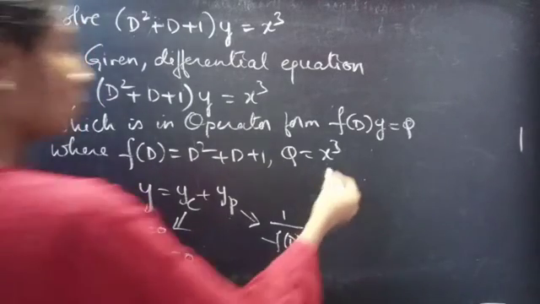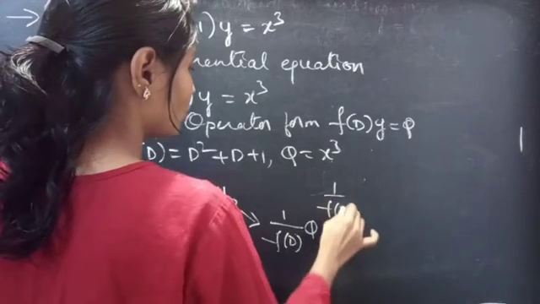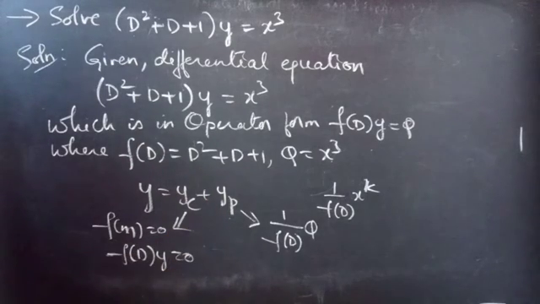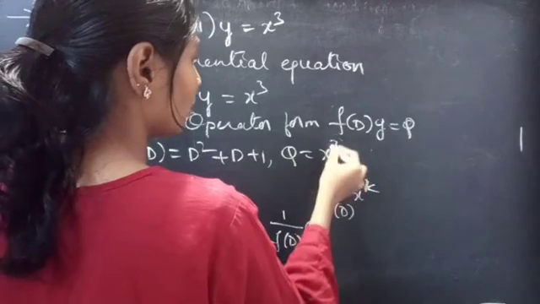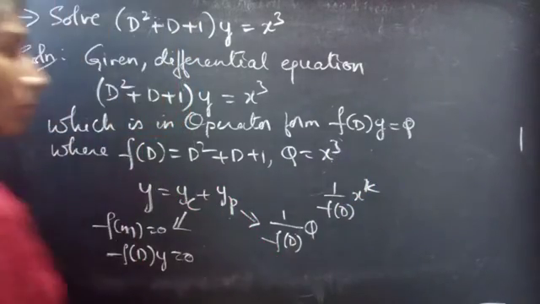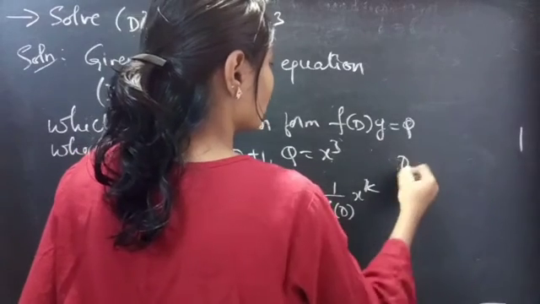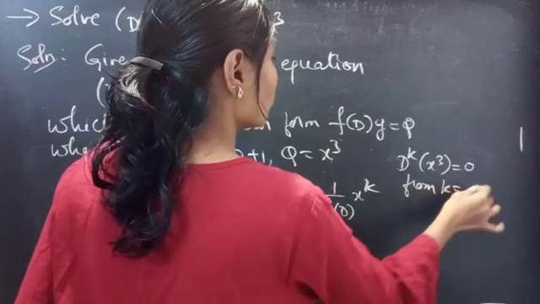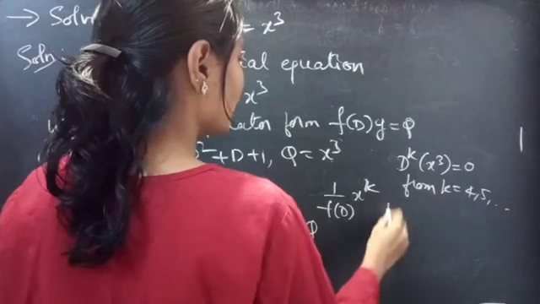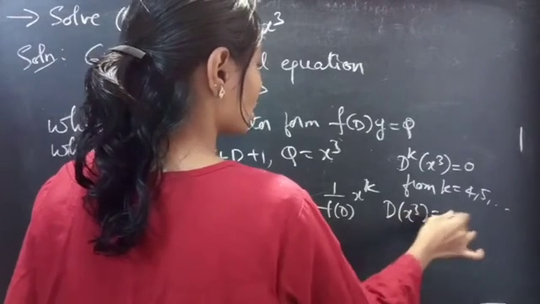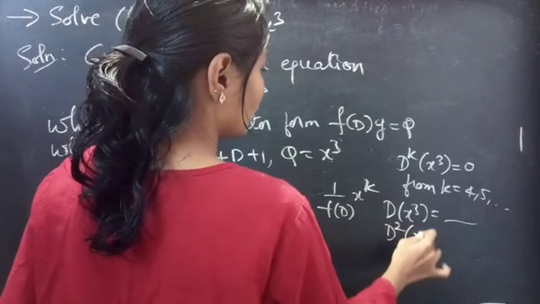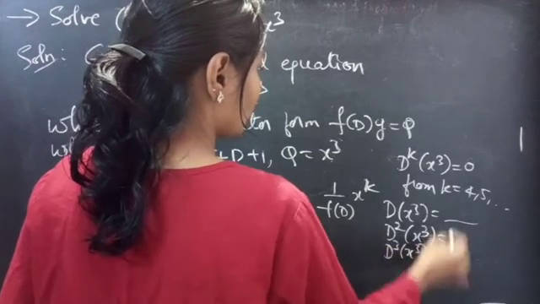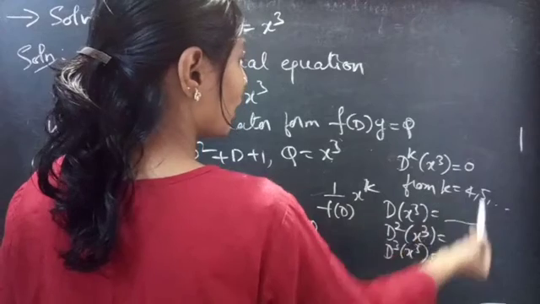Right? Here we have Q of x power k form. So we'll find yp using 1 by F of D into x power k. See, here you're having Q. So D power k of Q will be 0 from k equals to 4, 5 and so on. We'll get the values of derivatives of x cube till D square and D cube, and from D power 4 you'll get zeros.